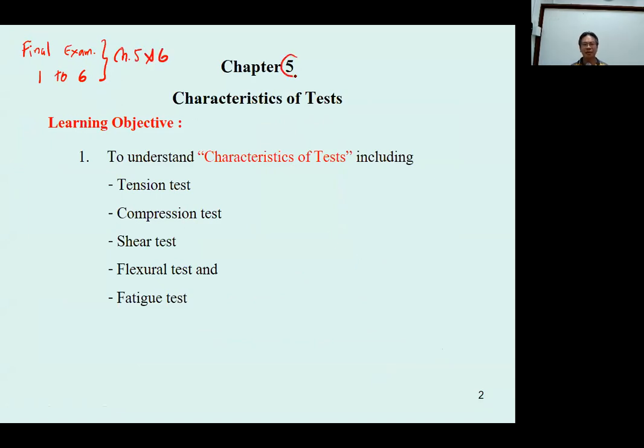In chapter 5, we are going to talk about the characteristics of the tests. There are many tests in our study. The first one is tension. We have specimens that are going to be steel, cast iron, and a rubber band. If you remember, that's from lab number 2, and this is going to be lab number 3, for example.